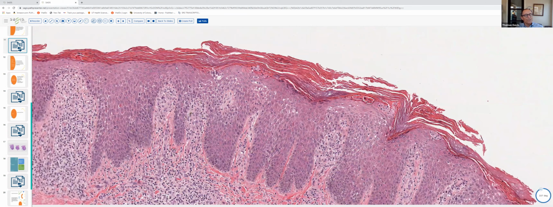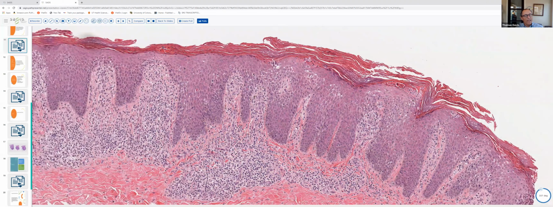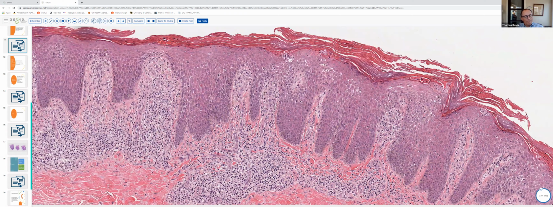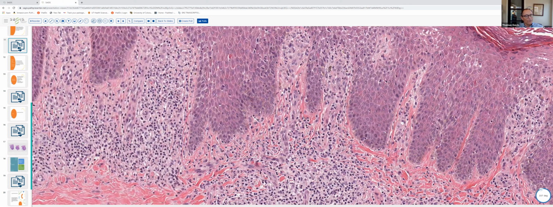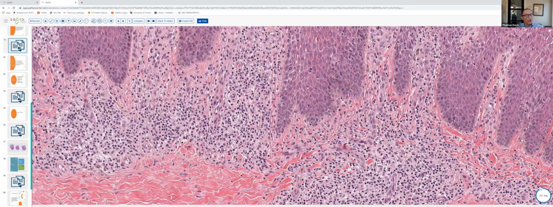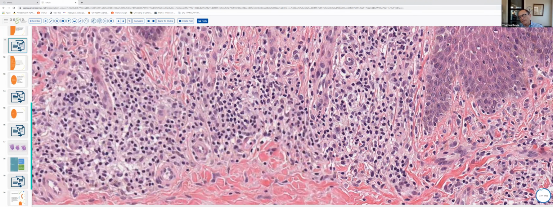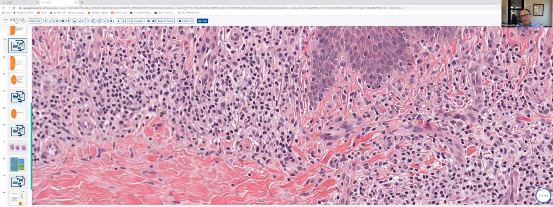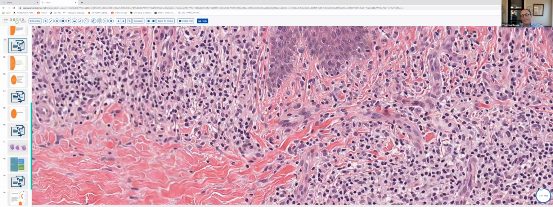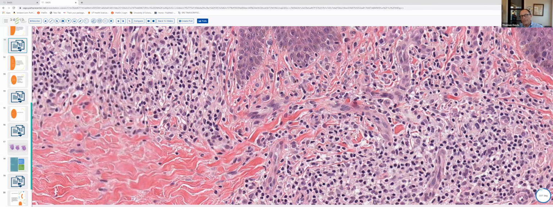The papillary dermis is somewhat thickened here, and we have a moderately dense perivascular infiltrate, which was largely lymphocytic. There are a few histiocytes, and in looking at the sections last night and preparing for the conference, I think I found 1 or 2 eosinophils.